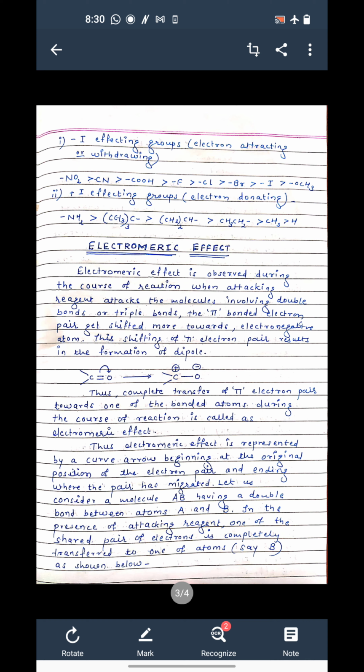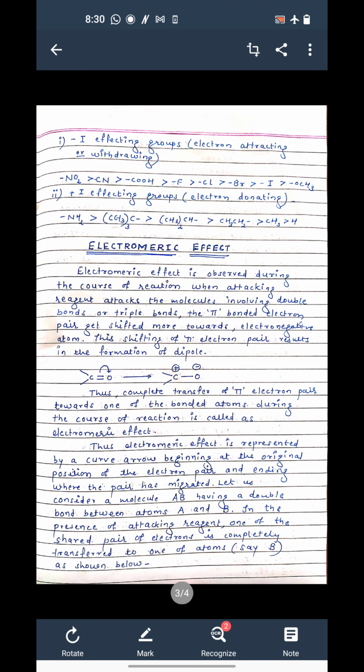In this effect, what happens? The pair of electrons, the pi bonded electron pair, gets shifted more towards the electronegative atom, and this shifting of the pi electron pair results in the formation of a dipole. As you can see, in the C=O carbonyl group, oxygen is more electronegative, and therefore oxygen withdraws or shifts the pi electron pair towards itself, and that oxygen carries a unit negative charge, not a partial one, and the carbon atom carries a unit positive charge.